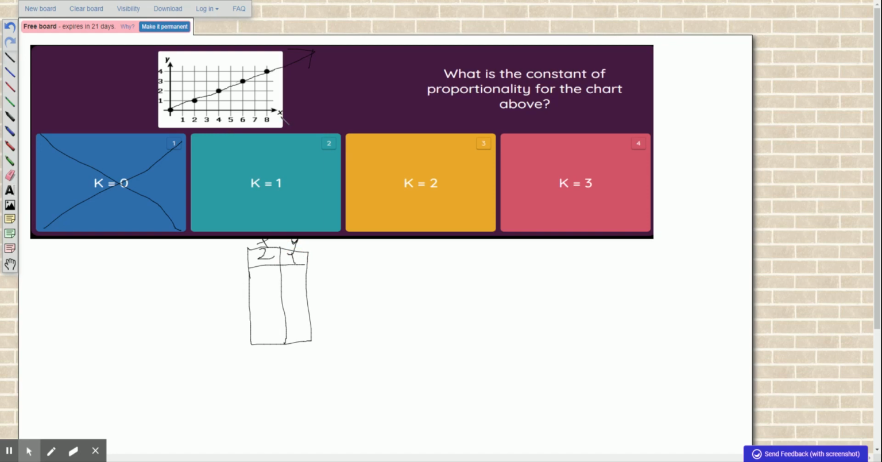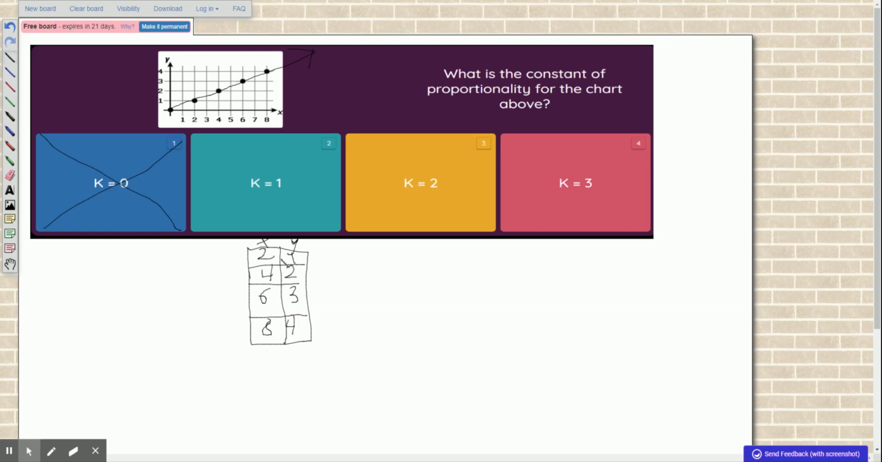This next one here, X goes to 4. And it goes up for our Y to 2. Our third one here, our X is 6. And our Y is 3. And our last point that we're going to look at is 8 for my X and 4 for my Y.